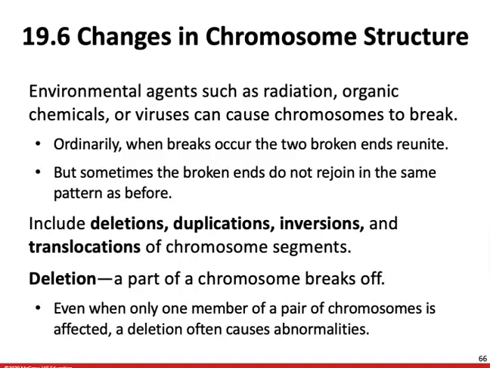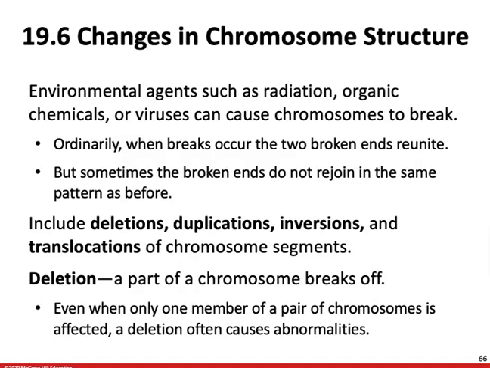Ordinarily, when breaks occur, the two broken ends will reunite, but sometimes those ends don't rejoin in the same way as they did before. We make mistakes when trying to repair the problem. Changes in chromosomal structure can include things like deletions, duplications, inversions, translocations of those chromosome segments. So we'll talk about each one of those, starting with a deletion.